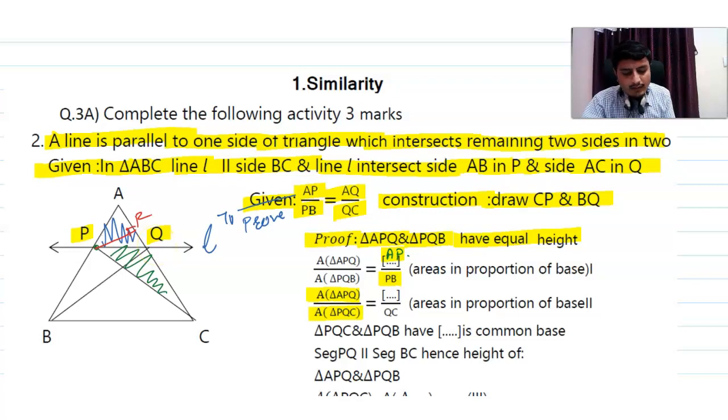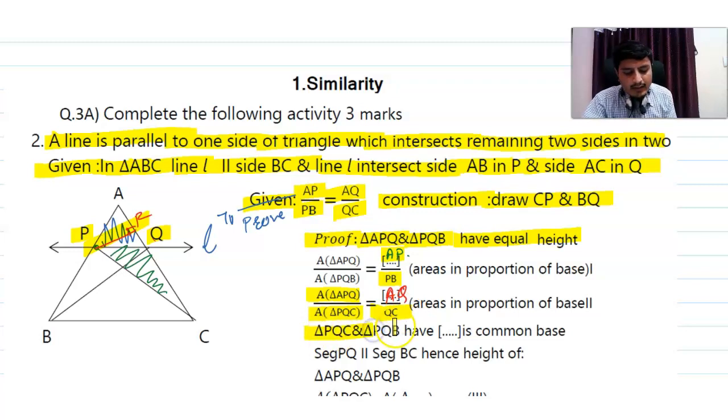Once the two triangles have the same height, that is PR, the ratio of their areas is proportional to their bases. We have the first triangle APQ, whose base is AQ, because PR is the perpendicular drawn on AQ, divided by the base of the triangle PQC. Look at triangle PQC: PR is the perpendicular drawn on the extended CQ, so QC, or CQ, becomes the base.